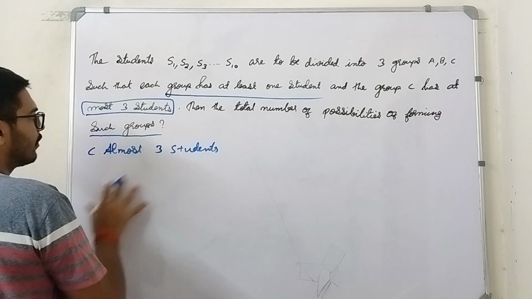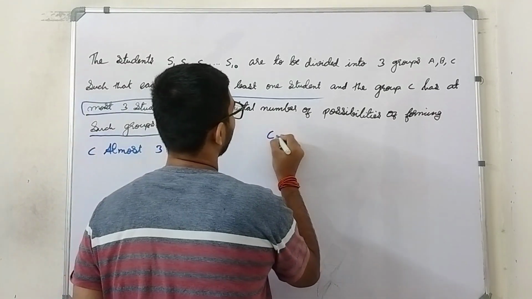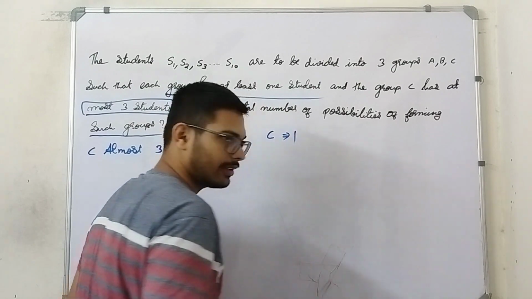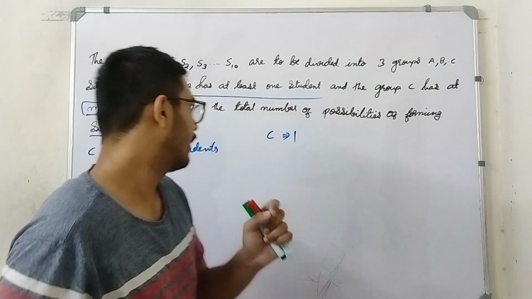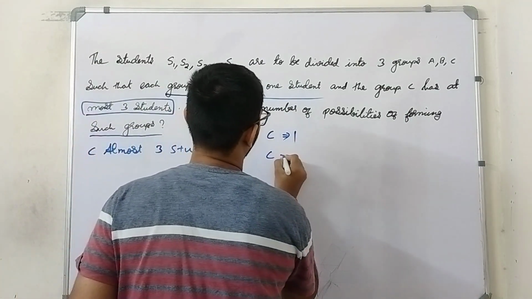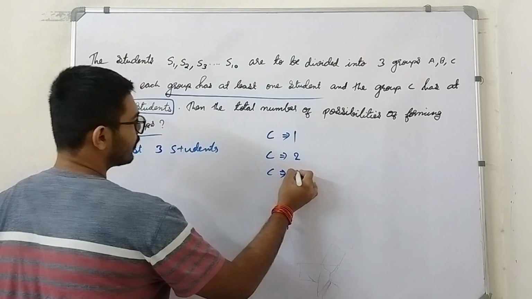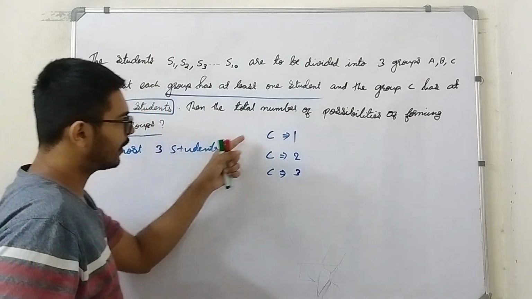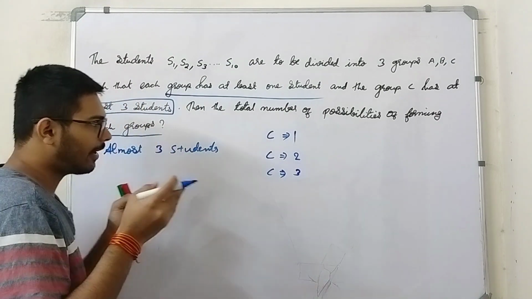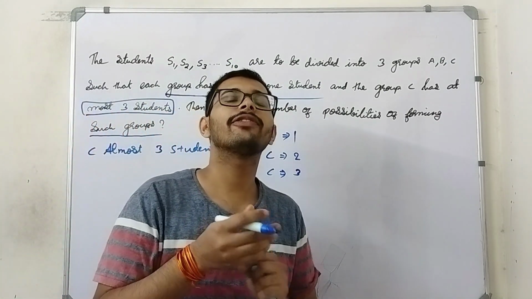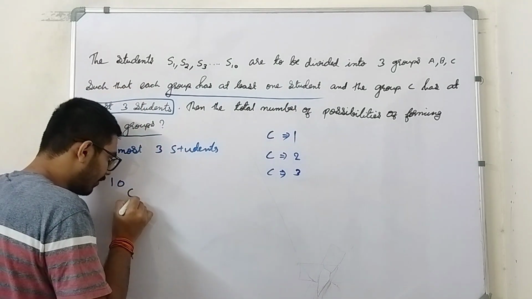So we can divide into three different conditions. The first condition is C having only one student and the rest of the students divided between A and B. The second condition is C having two students, and the third is C having at most three students. So we can start with C having one student. The number of ways to select one student from 10 students is 10C1.